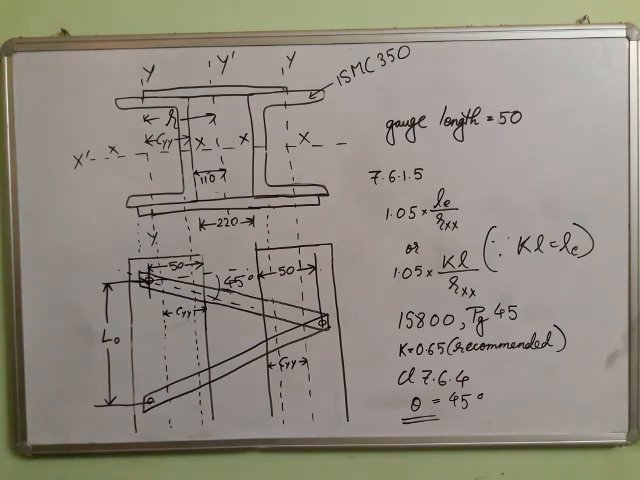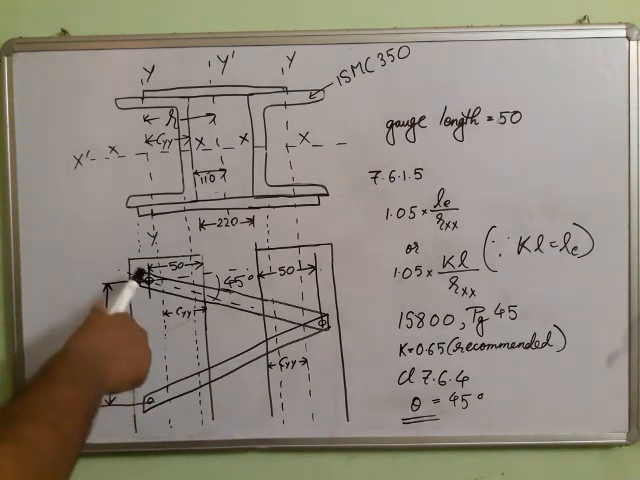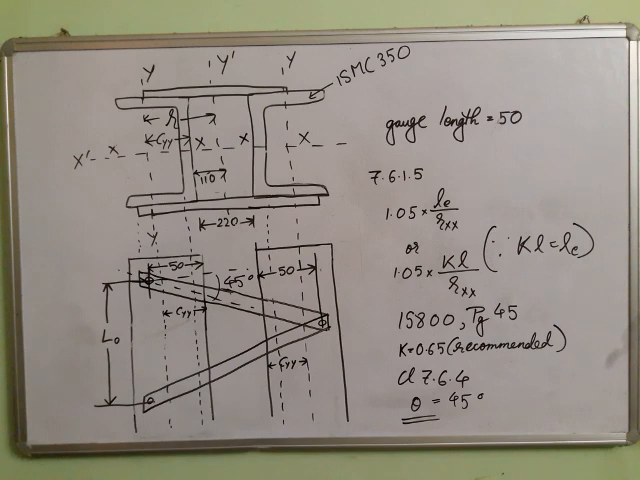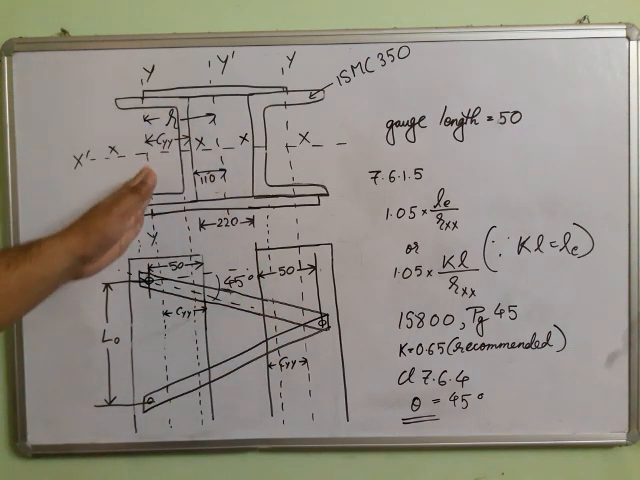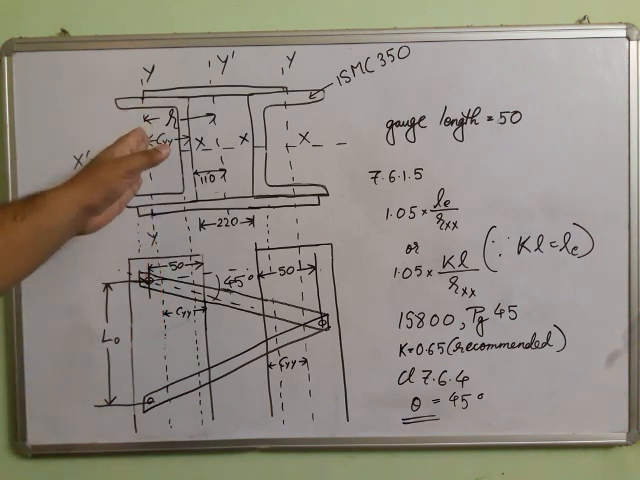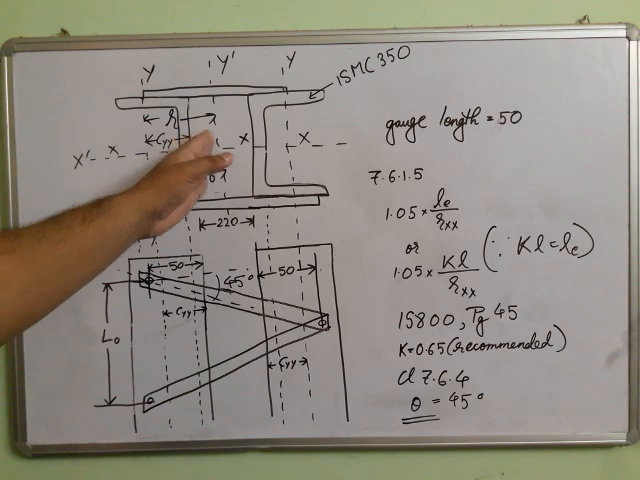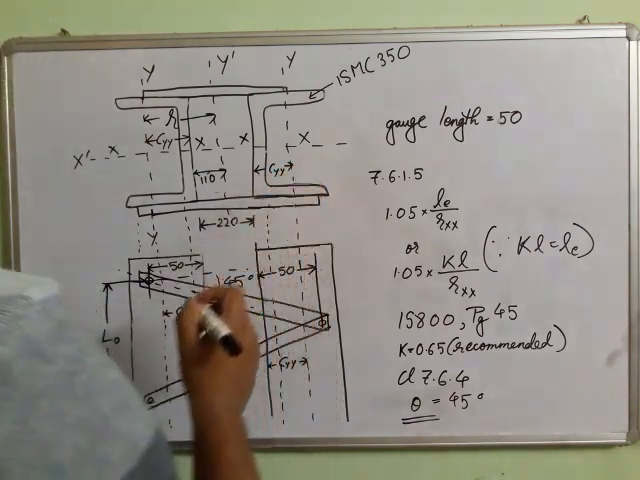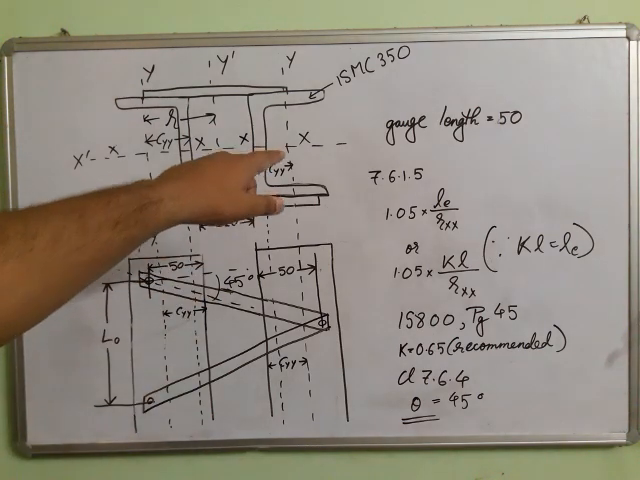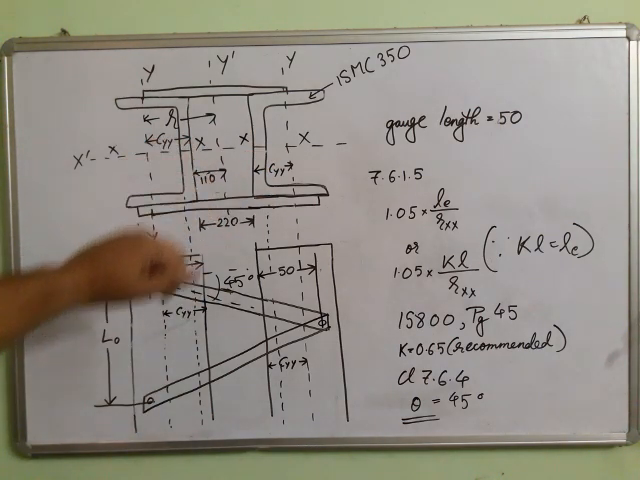Now there is one thing that we'll look into, which is this L naught. This L naught is generally called the spacing. And one more thing, which is this 50. This is the gauge length. First of all, there is one axis, Cyy, don't get confused. Cyy is the distance of the Y axis from the back. Here also, this is Cyy. It is the distance of this axis from the back side.